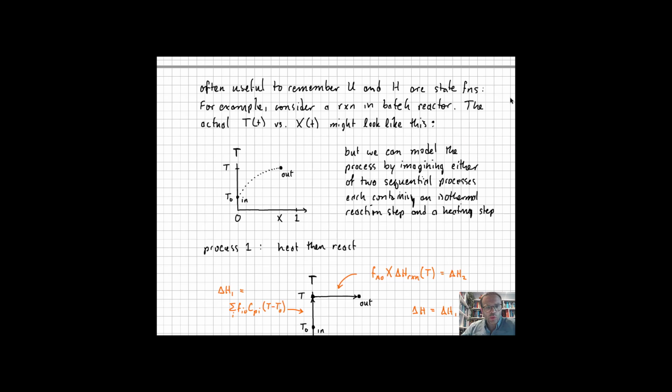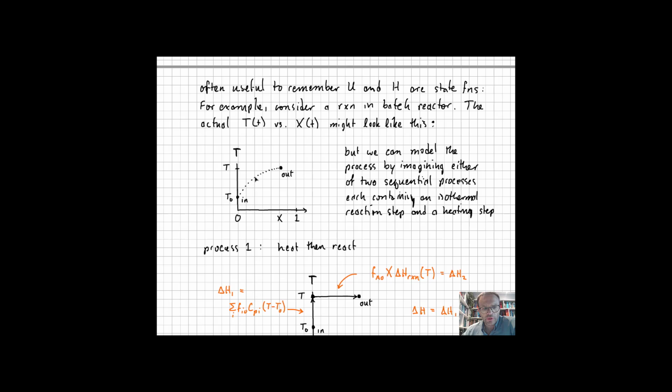More notes about what's included and what's not. It's often useful to remember that the internal energy and the enthalpy are state functions. For example, if we consider a reaction in a batch reactor, then we might imagine that the real temperature versus time and X versus time curves plotted against each other might look something like this. We've got a temperature axis on the vertical and a conversion axis across the bottom, and we can start from an inlet condition at some temperature T0 and conversion 0. And if you follow, the temperature in the reactor might initially rise for a while, if this is an exothermic reaction, for example, and then as the reaction slows down, the rise in temperature continues but slows down a bit, and you end up over here.